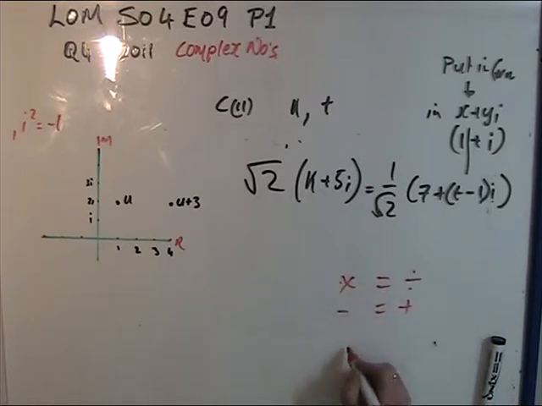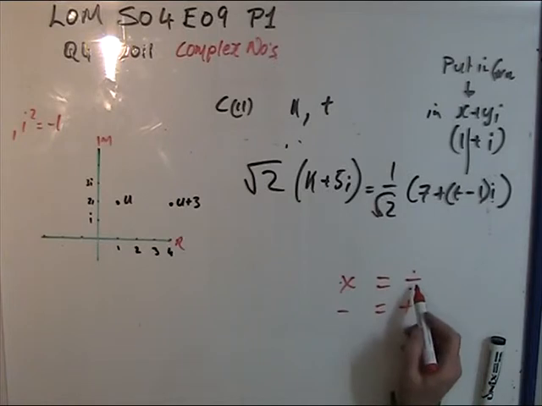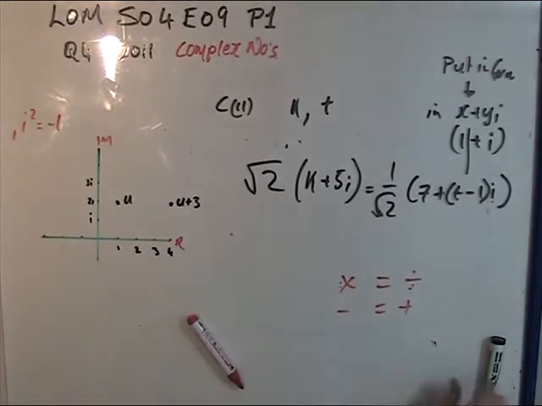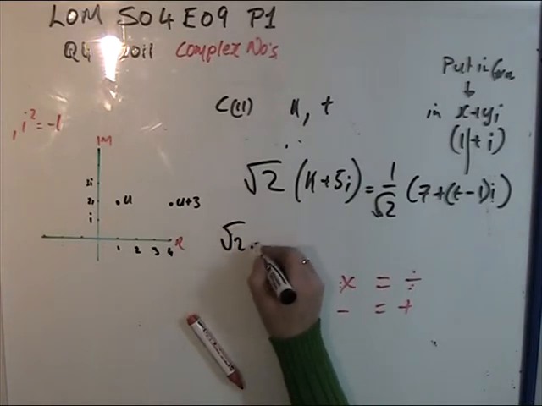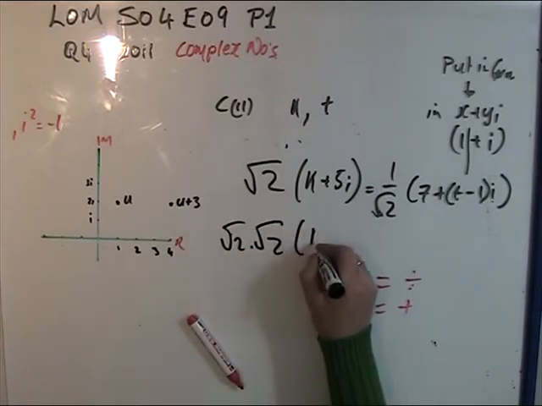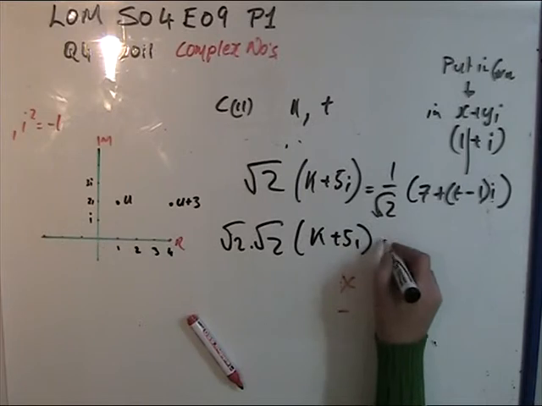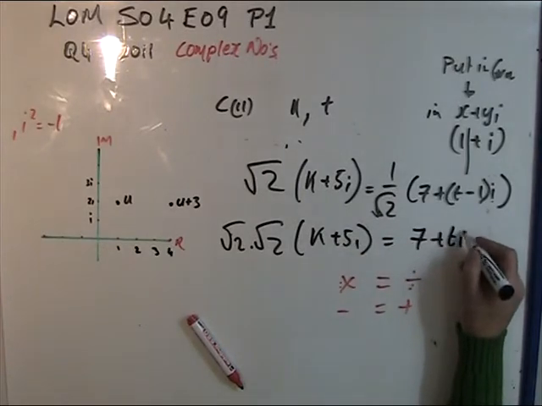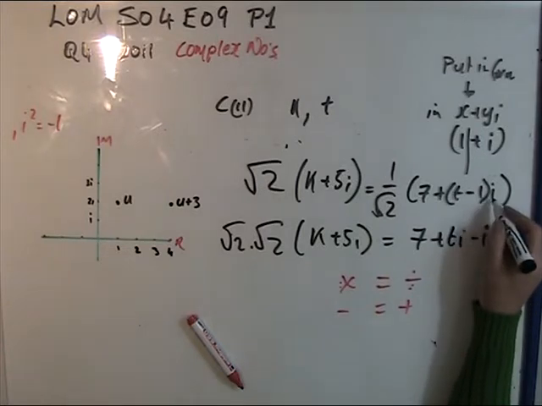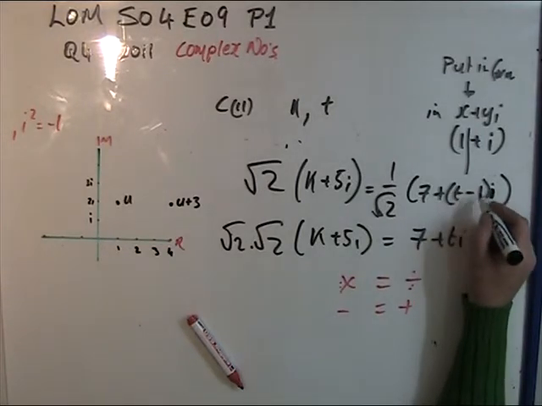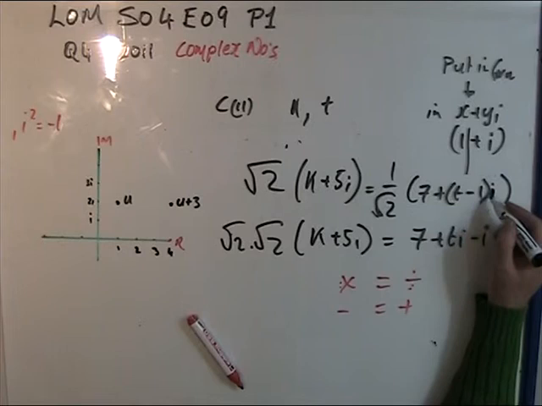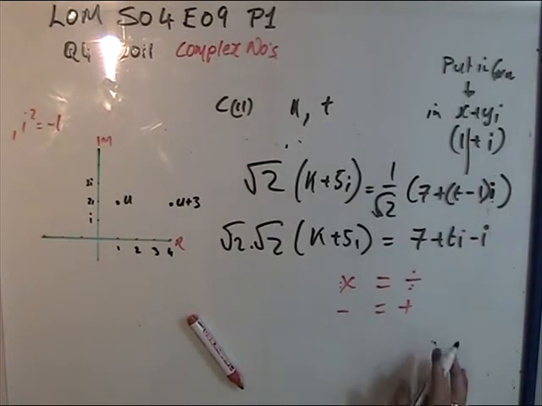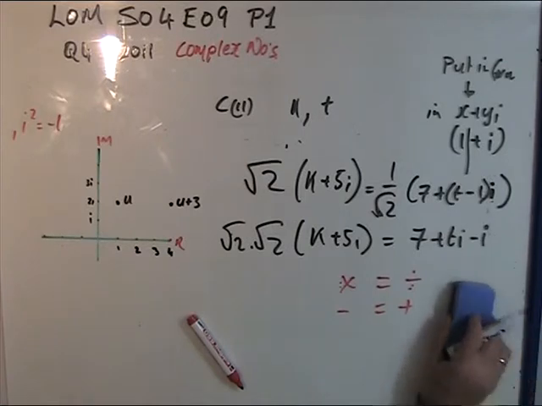Bring across a minus, it becomes a plus. Bring across a division, it becomes multiplication. So that becomes root 2 times root 2 times k plus 5i is equal to, I'm taking out this bracket, 7 plus ti minus i. I multiplied by i here inside the brackets, even though it's on the right hand side, but they're just trying to trick you up. This is all about logic. You will have learned this before through doing questions.